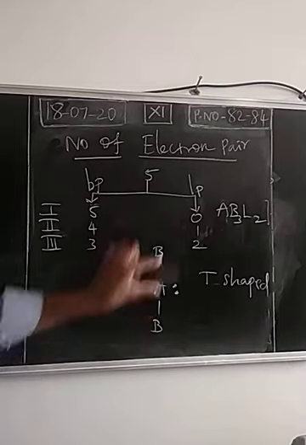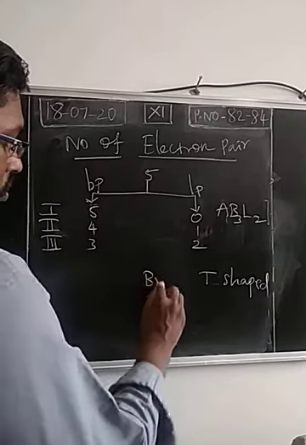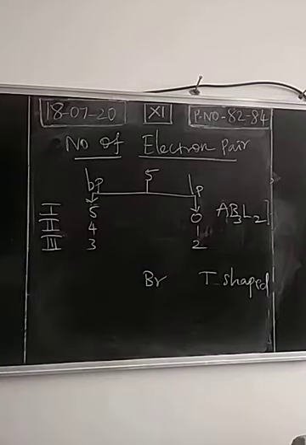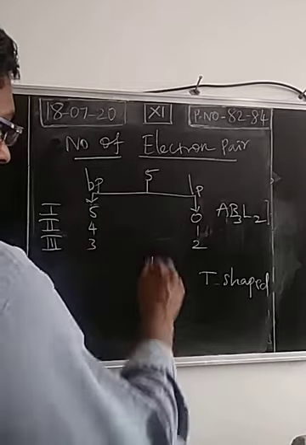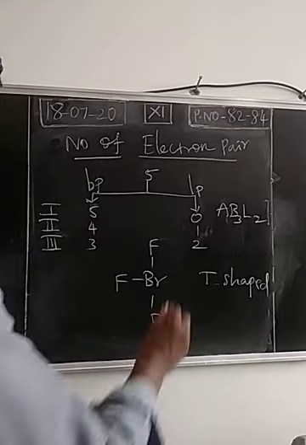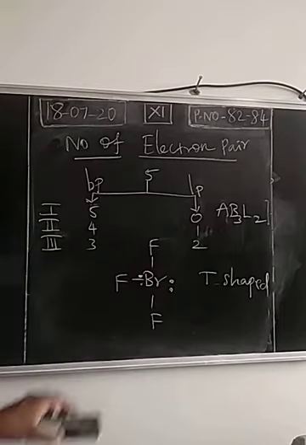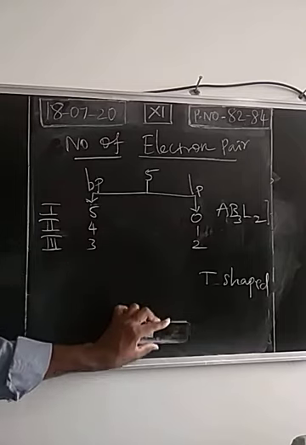So the example is bromine trifluoride. Bromine will be the central atom. Combining atoms, fluorine. So 3 combining atoms. So bromine trifluoride. This is an example of an interhalogen compound.